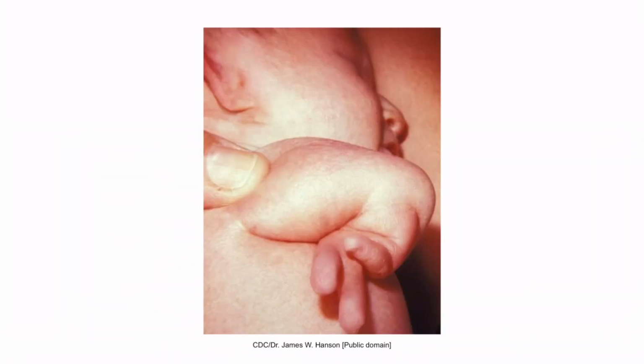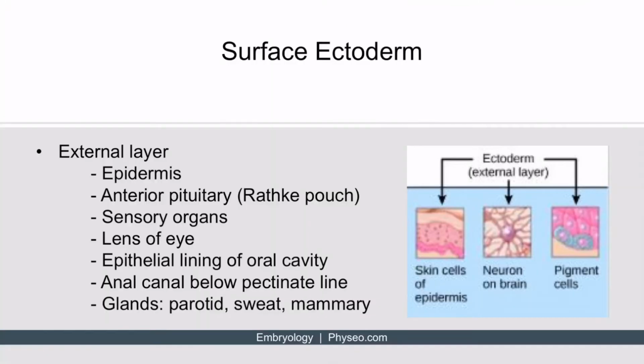This is an image of a newborn with limb anomalies due to a mesodermal defect. Remember the L in VACTERL stands for limb anomalies, and in this case, the patient has a limb anomaly due to a mesodermal defect. Okay, moving on, the ectoderm is composed of three components: the surface ectoderm, neural tube, and neural crest. Let's talk about the surface ectoderm first. The surface ectoderm can be considered the external or outer layer of the body. It includes the epidermis.